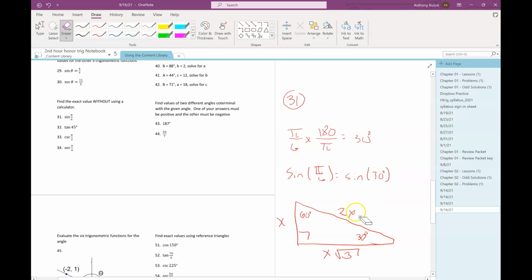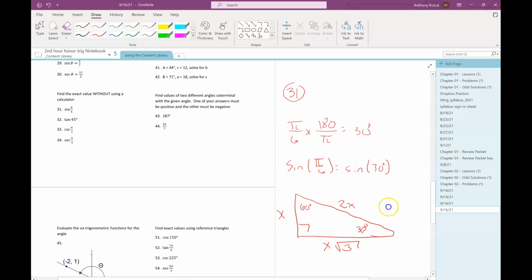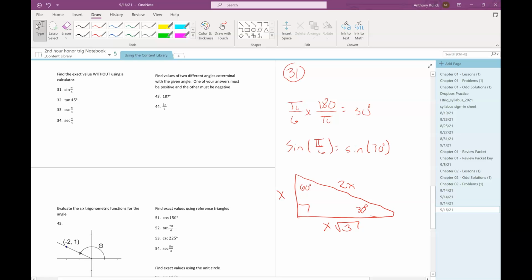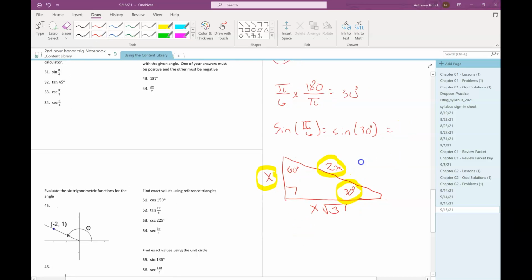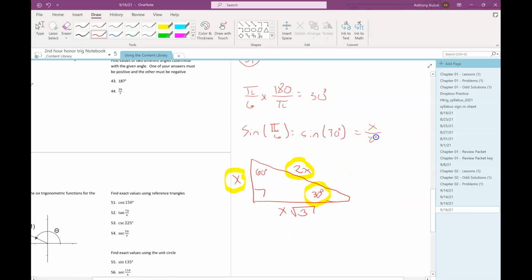And again, for you guys, the ratio of these side lengths you'd want to have memorized. You should have your 30, 60, 90 and 45, 45, 90 triangles memorized. Those are good pieces of information to have. In this case, for 30 degrees, and we're talking about sine, that's opposite over hypotenuse. So that's going to be x over 2x, which reduces down to just 1/2.